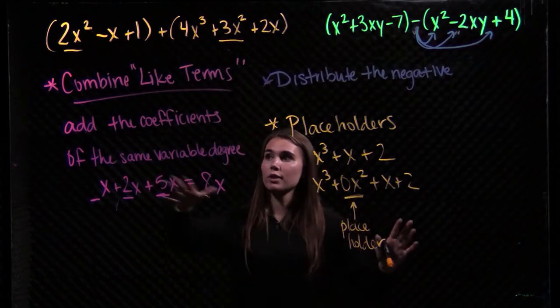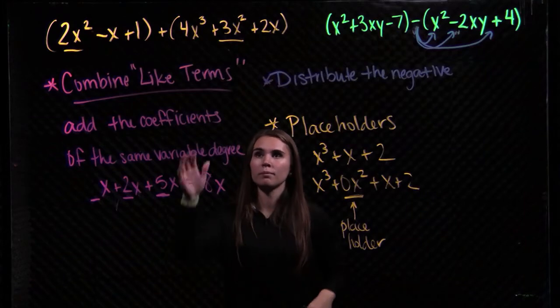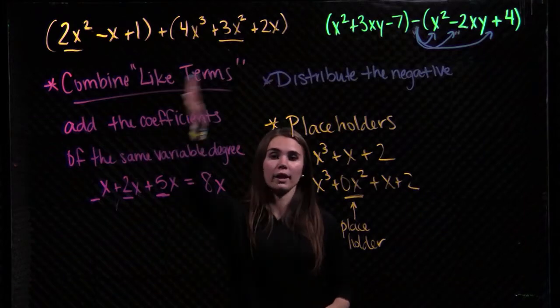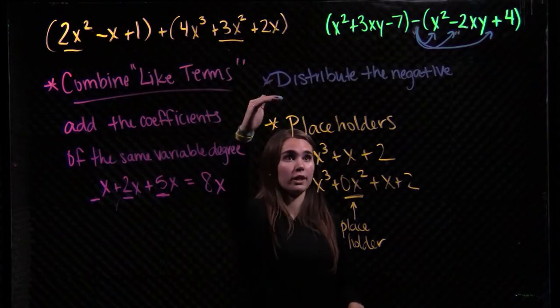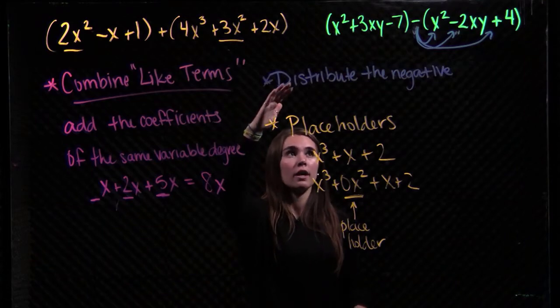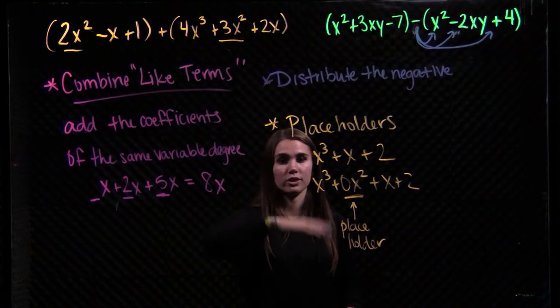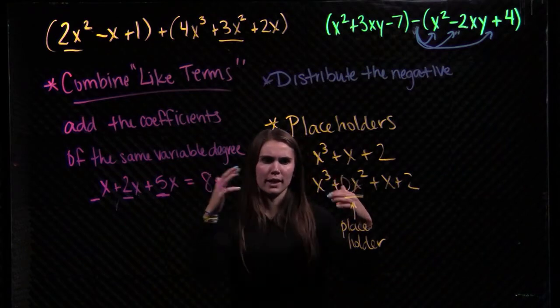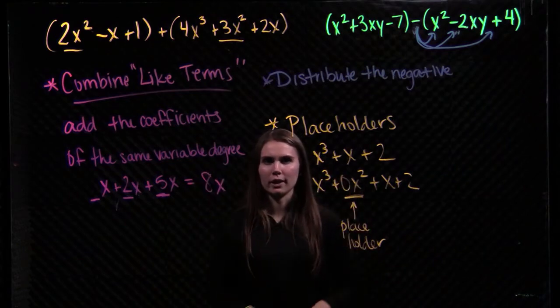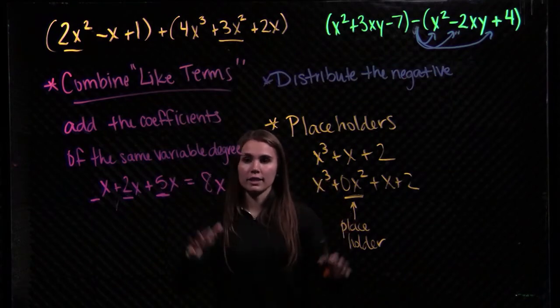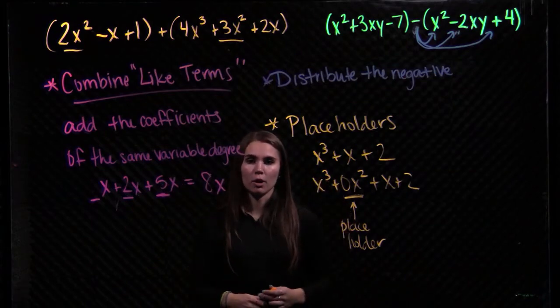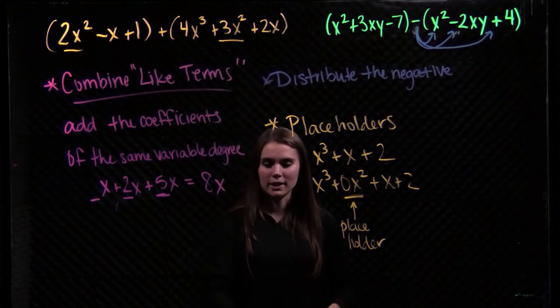So these are the 3 things I want you guys to remember from today. You want to combine like terms when we're doing every operation. We want to distribute the negative always to every single term in our polynomial. And then we want to use placeholders to help us visualize and to keep track of everything. So write these 3 things in your notes, remember them, and then come back tomorrow ready to talk about multiplying polynomials and using these same ideas that we talked about today.